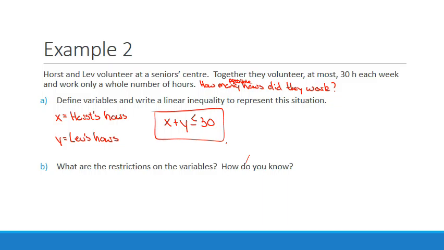What are the restrictions on the variables, and how do you know? Well, I can think of two restrictions. It's got to be whole numbers, first of all. And why is because the question tells me that.